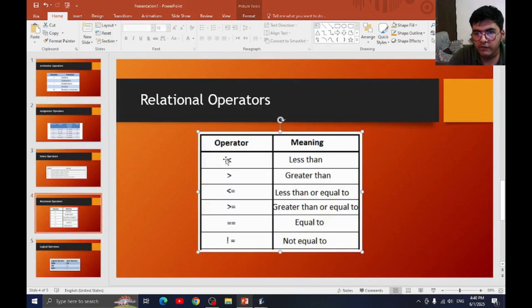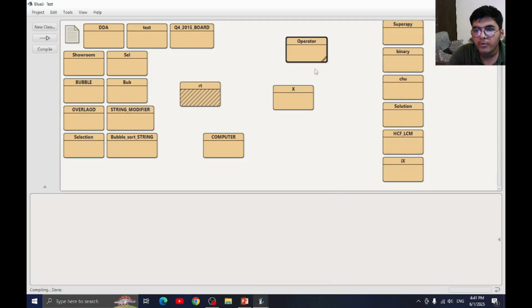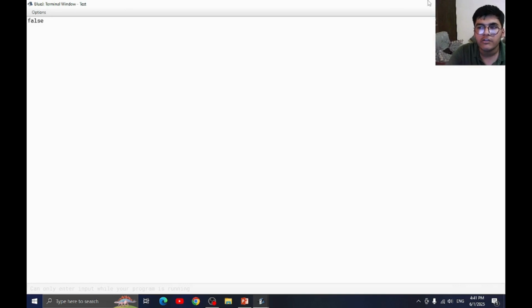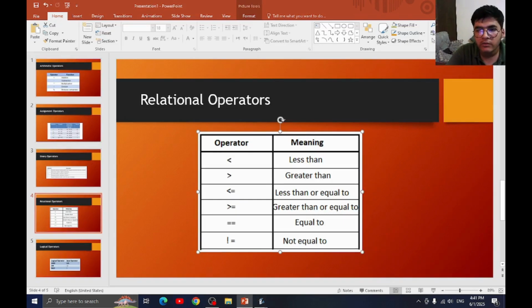And we are having all these operators, so less than, greater than, less than or equal to, greater than or equal to, double equal to, not equal to. Now let's talk about not equal to also. So 4 not equals to 4. Technically, and if you go by common sense also, this is something which is false. And if we compile this and check the output, then yes, it is false, because 4 is equal to 4 and they are not different values, so obviously the not equal to operator is going to give us false.